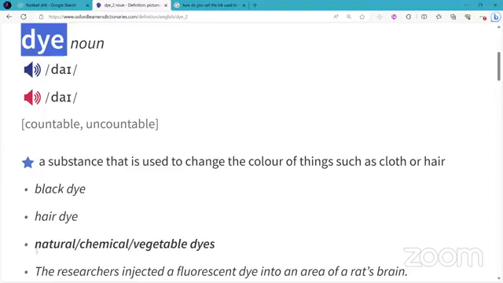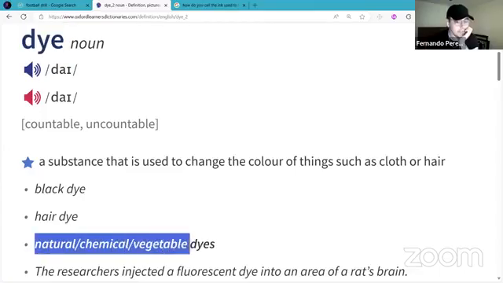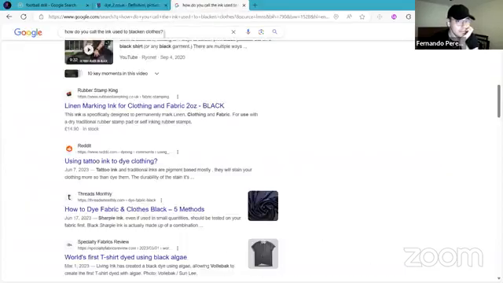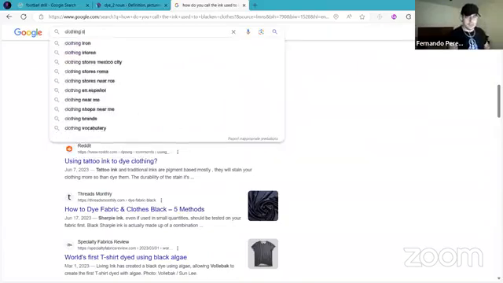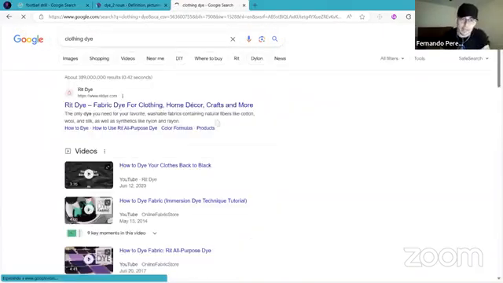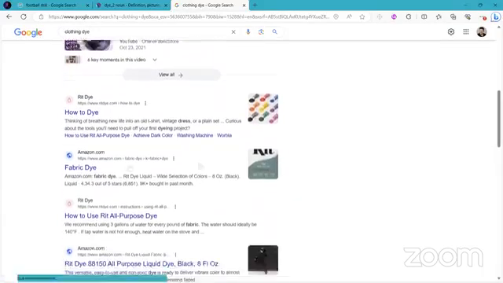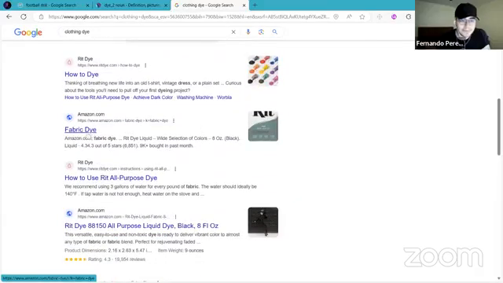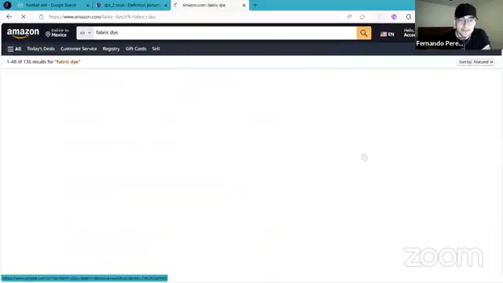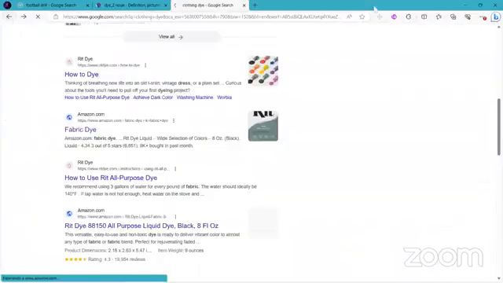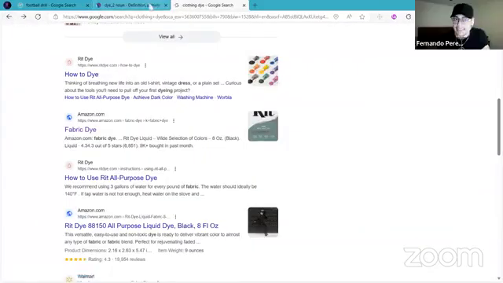Natural dyes, chemical dyes, vegetable dyes, cloth dye, clothing dye. Okay, yes, we learn something. Fabric dye, that's another name. Fabric dye. Okay, would you look at that? Dye is a noun too.